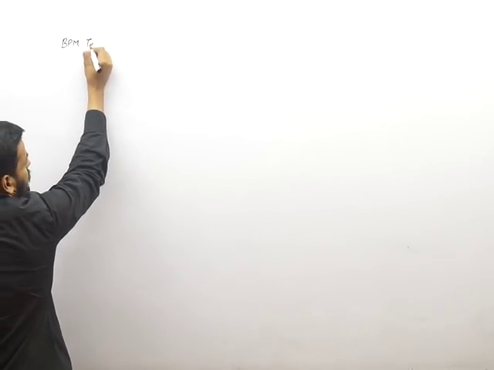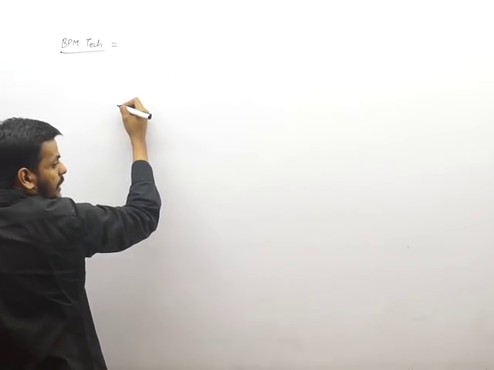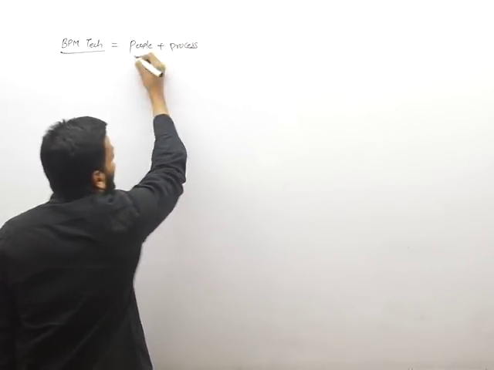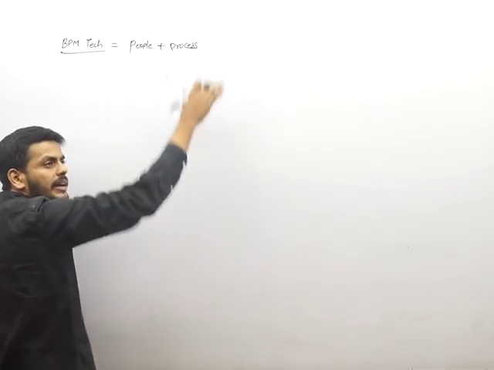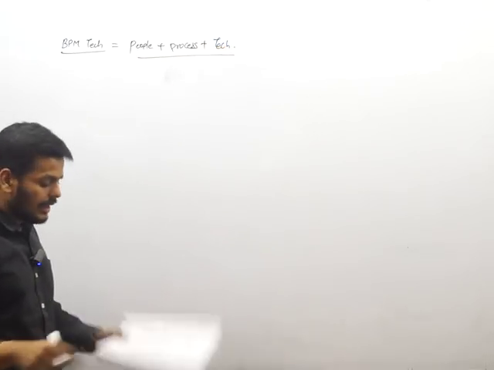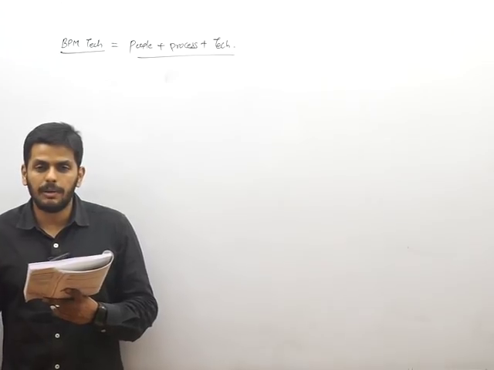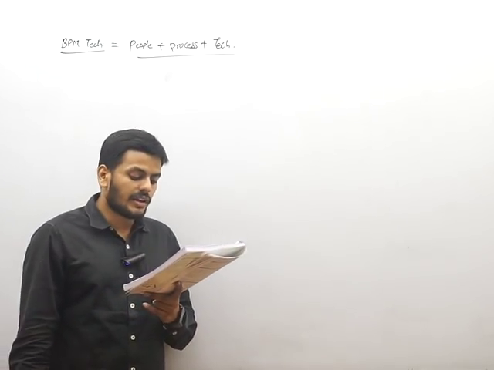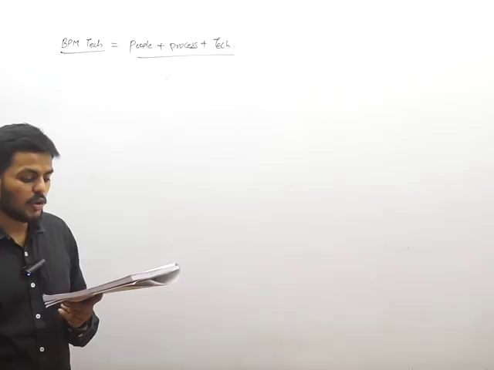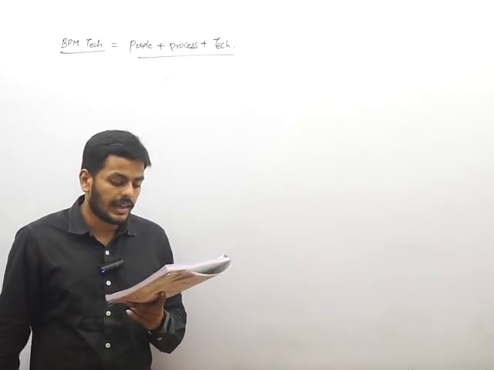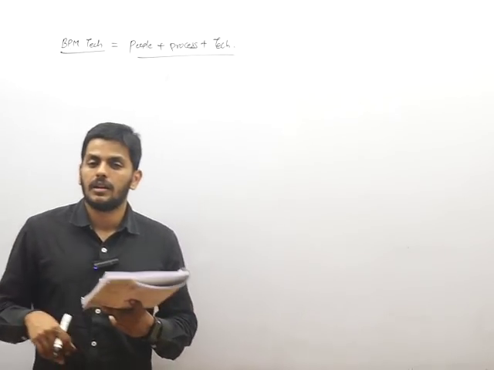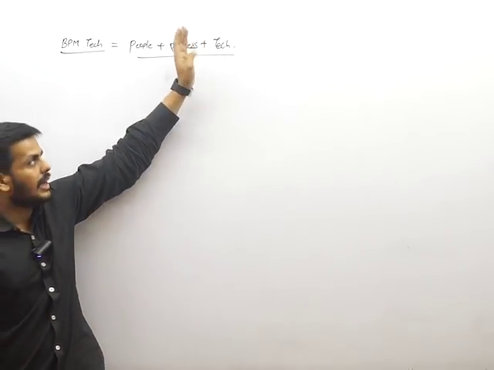BPM technology is equal to PPT: people plus process. Guys, can we achieve with people and process? Yes, no problem. People and process make a good equation. But what we also want, we can take technology to take it to the next level. People plus process plus technology, that is what BPM is all about. So write down the equation once again in this format, PPT. BPM is equal to people plus process plus technology. PPT, that's what business process management is all about. Have people, have process, have technology.